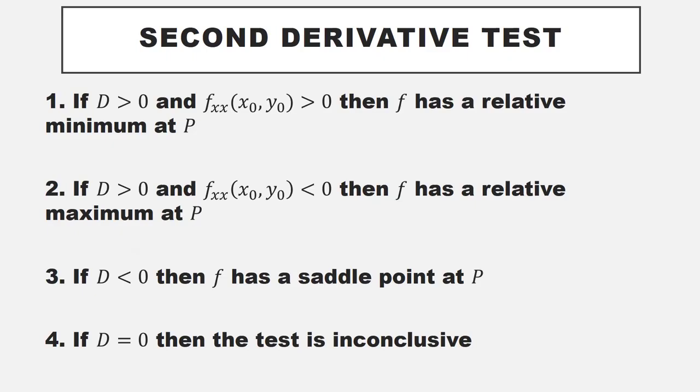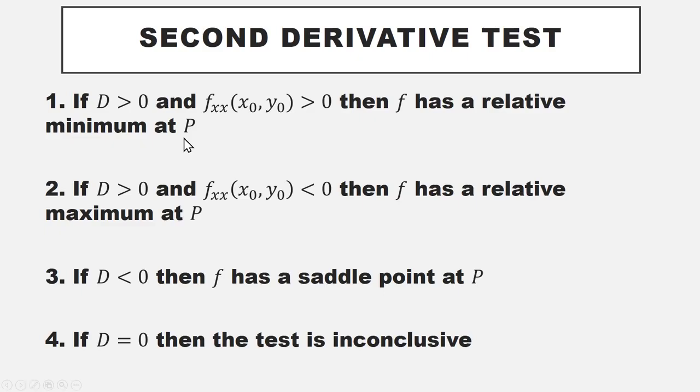So if we can find these second derivatives and determine whether that D is positive and the f sub xx is positive, or if the D is positive and the f sub xx is negative, we can determine relative minimum or relative maximum. If the D is negative, we know it's a saddle point. If D is 0, then our test is inconclusive. Okay, so this is an algebraic way to figure out what type of critical value we have.